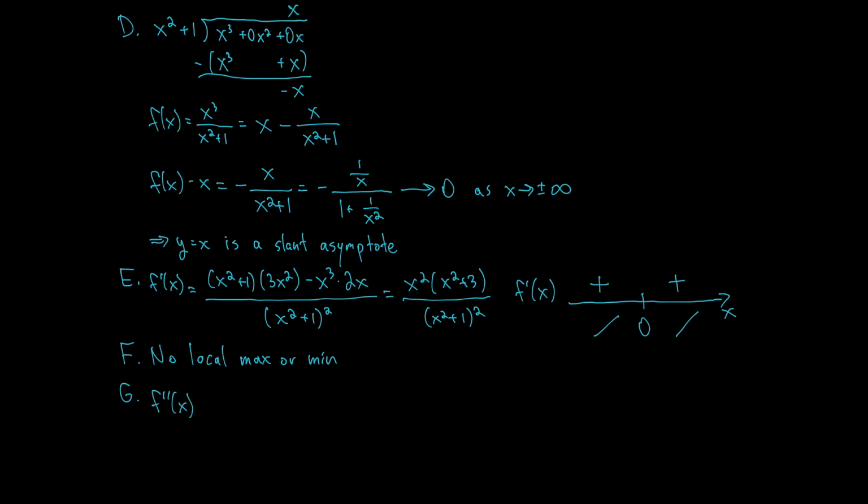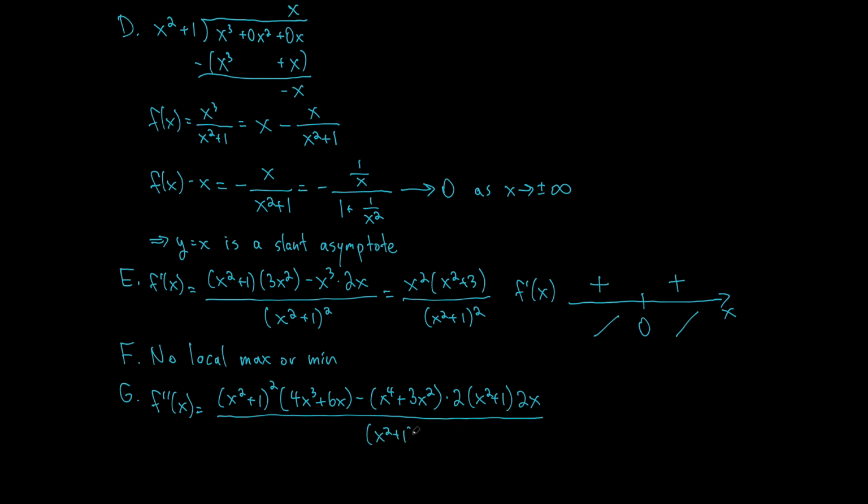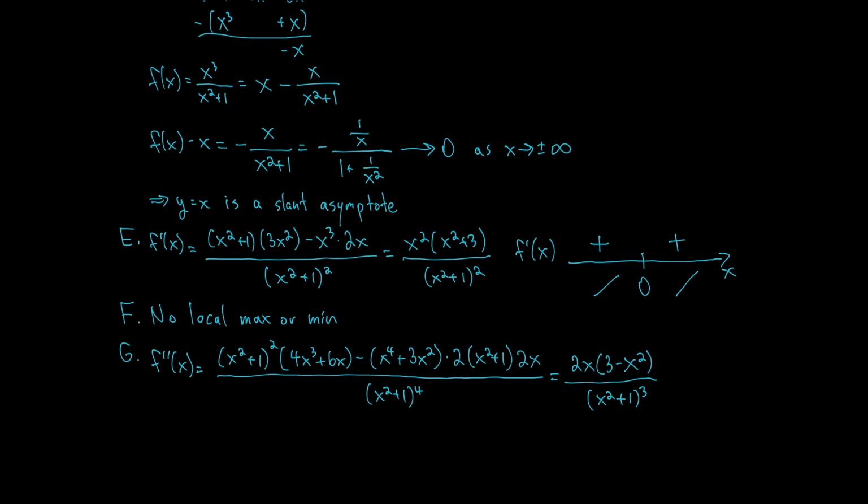We take our second derivative, and we get a nice unholy mess, x squared plus 1 squared times 4x cubed plus 6x minus x to the 4th plus 3x squared times 2 times x squared plus 1 times 2x all over x squared plus 1 to the 4th. So that ends up becoming 2x times 3 minus x squared over x squared plus 1 to the 3rd. Let's look for where this thing changes signs.